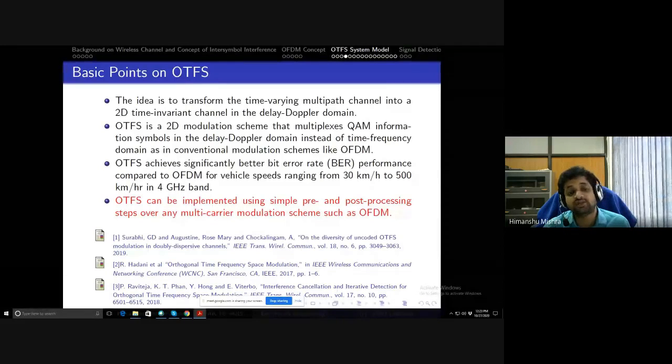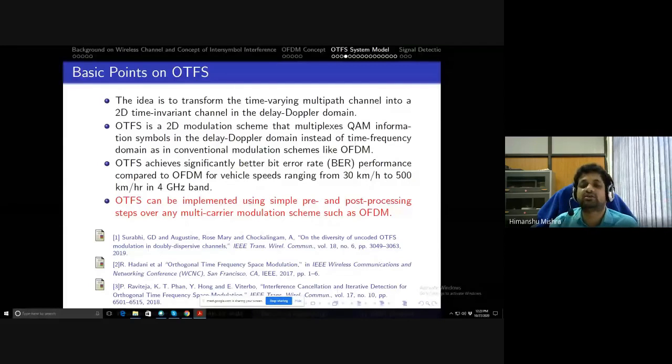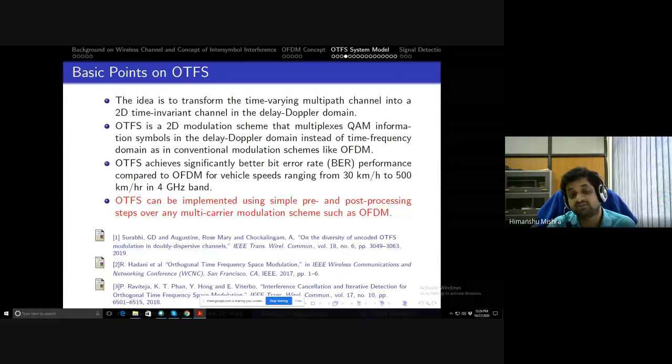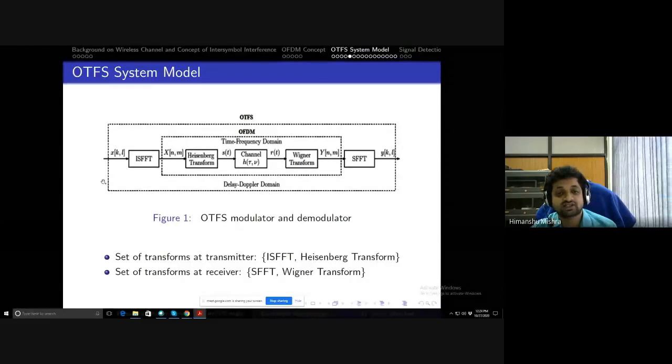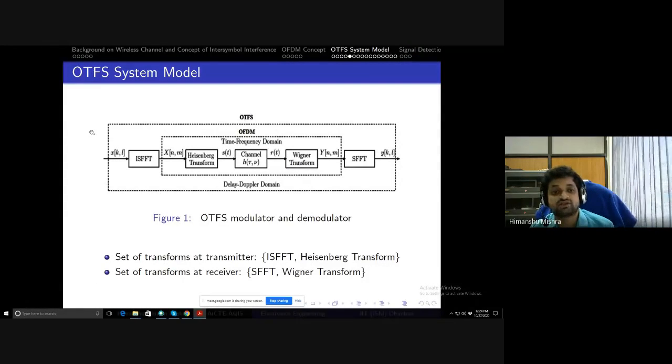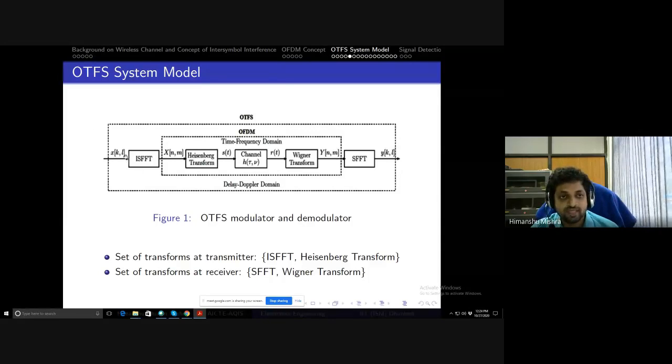OTFS can also be done by a separate OTFS modem. So you see that this is the transmitter, the complete modulation and demodulation of the OTFS scenario. So how will it start? Let us take that small k represents the kth Doppler, and l represents the lth delay. That means I have signals in the delay Doppler domain.